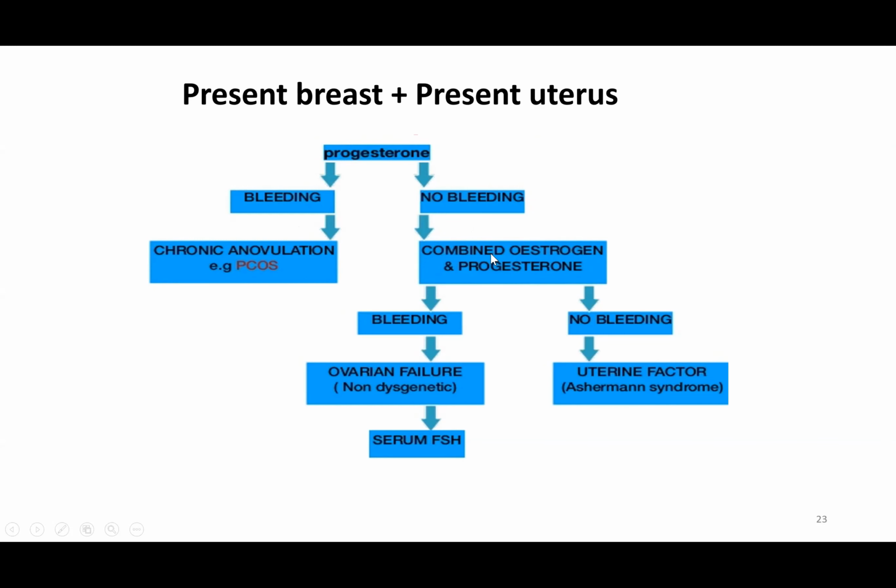So we try the combined oral contraceptives, where we give estrogen that will cause a thickening of the endometrium, and then we give progesterone, or it could be given together, and we will wait. If there is bleeding, it means that there's an ovarian failure. The ovaries are not responding to the normal hypothalamic pituitary hormones, and we check the serum FSH, we will probably find it high. However, if there is no bleeding, we will think of other factors, for example, anatomical factors.